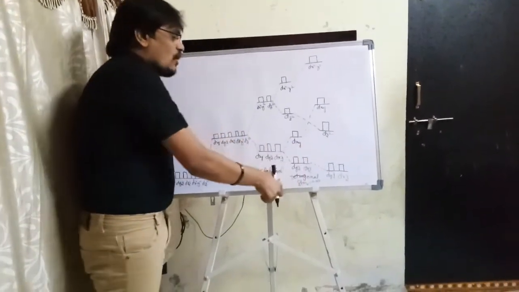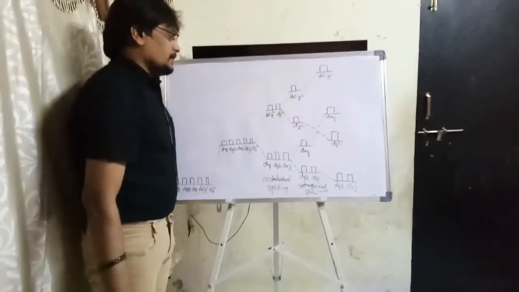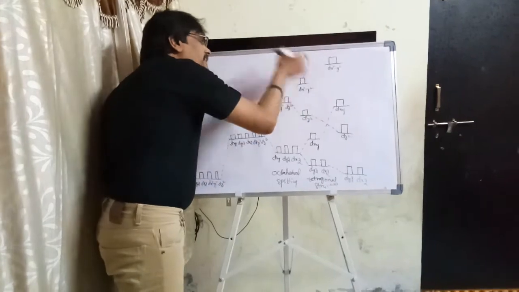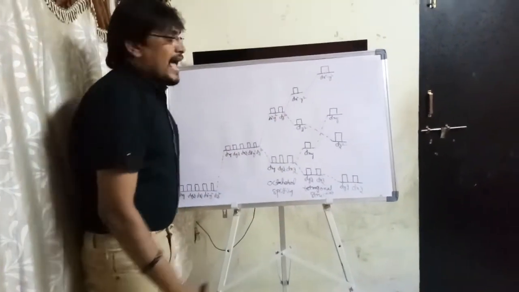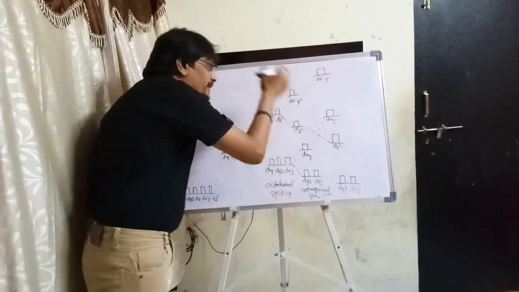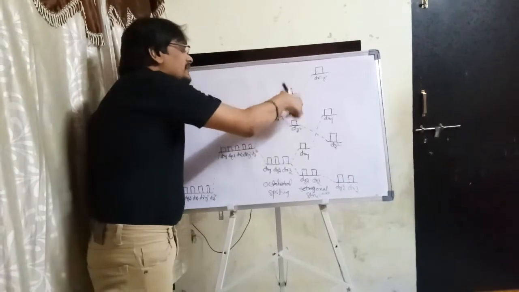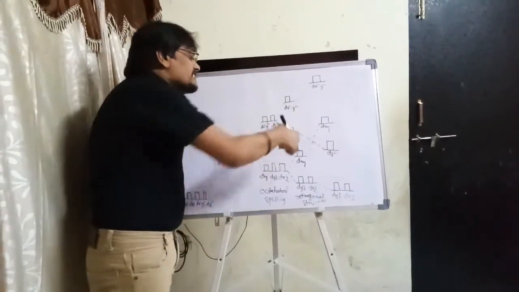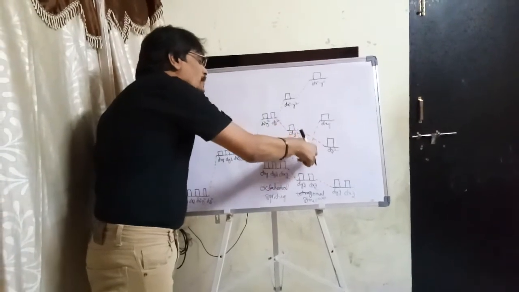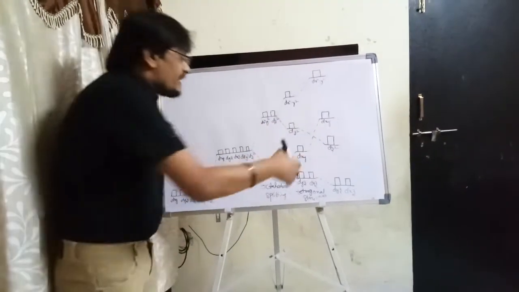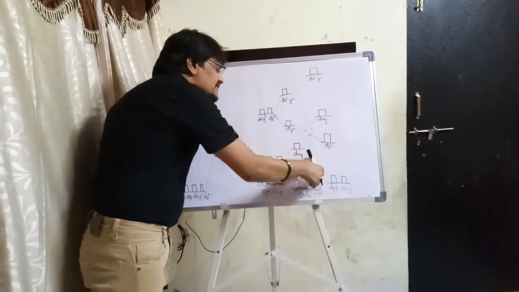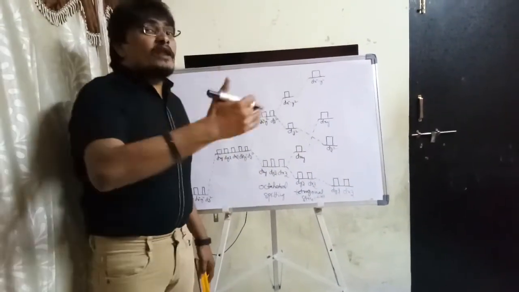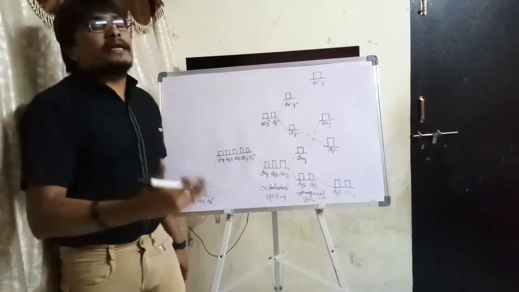So in the case of a tetrahedral structure, what is happening? Dx square minus y square is occupying the highest energy level, and dz square is occupying the lowest energy level, which are the EG set of d orbitals. In the T2G set of d orbitals, dxy is occupying the highest energy level, whereas the dyz and dxz are occupying the lowest energy level. But in the case of square planar complex, what is happening?